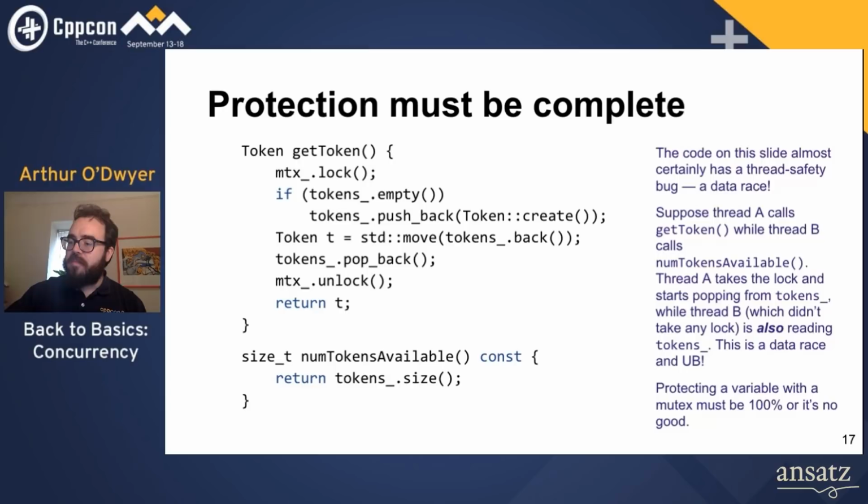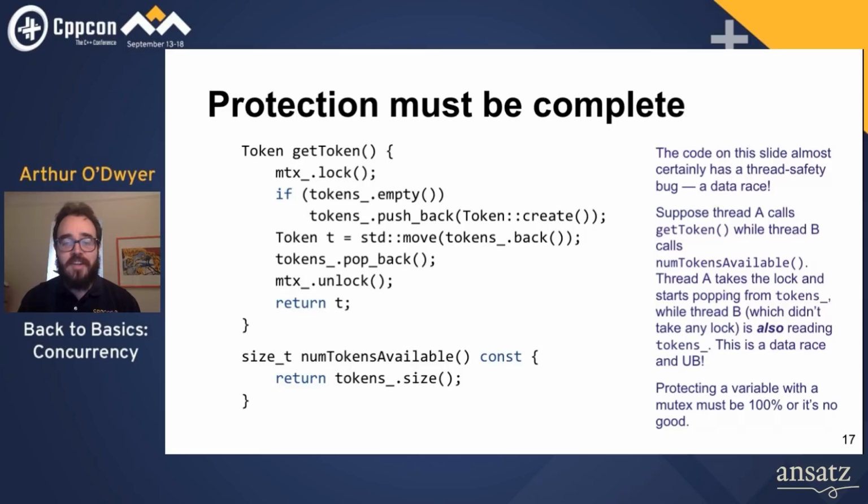In this function, we are modifying the tokens vector, and so we lock the mutex. In numTokensAvailable, that is a simple accessor, a simple getter. It just gives me the size of the vector. And so the programmer thinks, you know what? That's just a read of the size. I don't actually need to lock the mutex for that, right? It's a read. But no, that is not correct thinking.